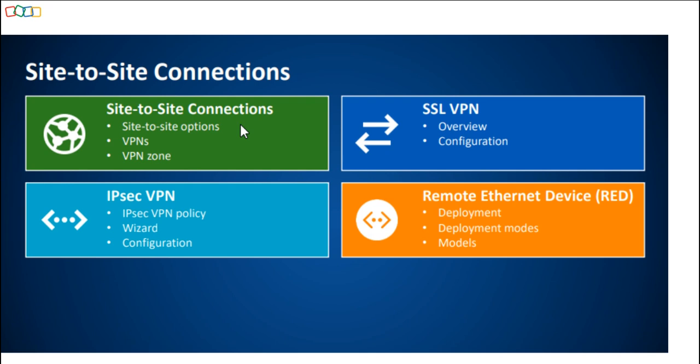We look into the remote Ethernet device, that is the end device used to connect the small branch office. We will see what are the deployment modes available, what are the models available as per the business need to connect your branch office towards the head office.